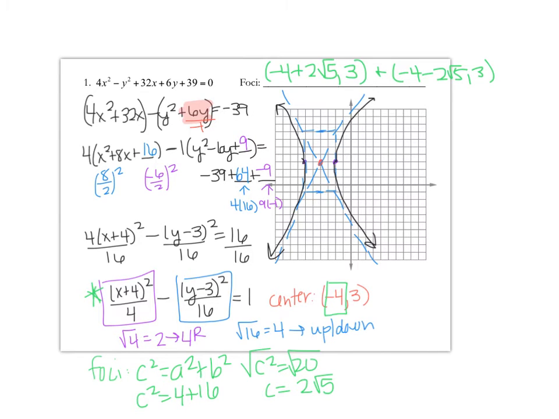And we can quickly change those to a decimal. This first one's 0.5 and the second one's -8.5. So the first one's going to go over 0.5 up 3, and the second one's going to go over -8.5 up 3. Notice those are the same distance from the vertices, same distance from the center, but they're inside the hyperbola and outside of the box.